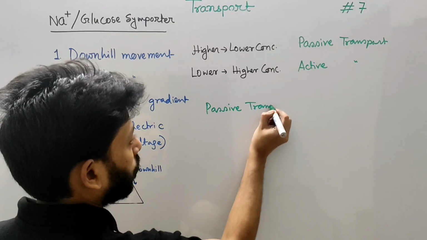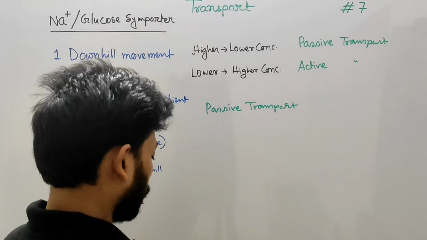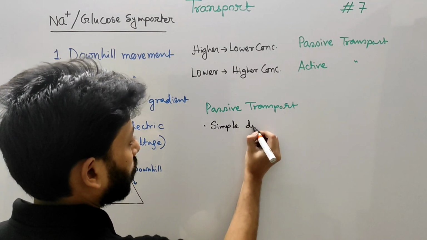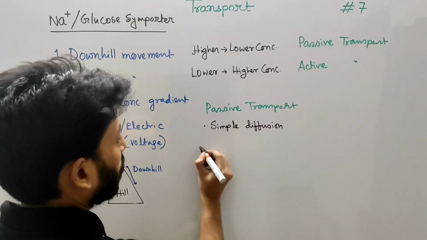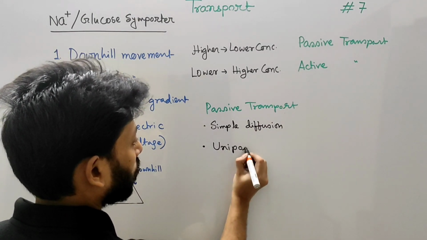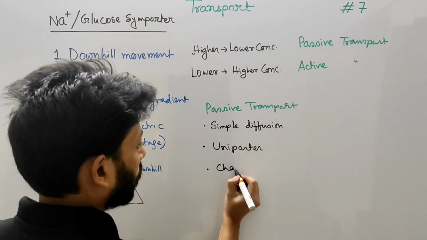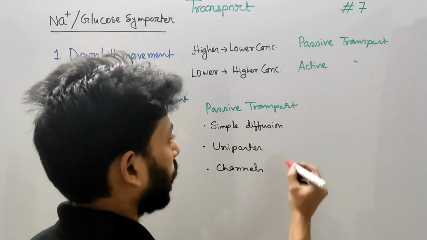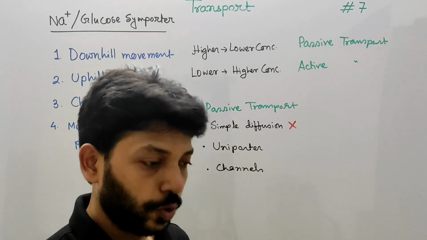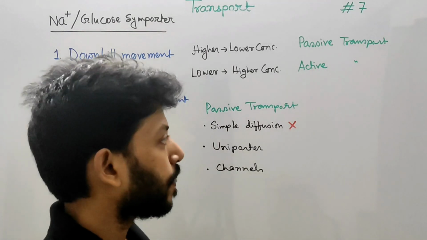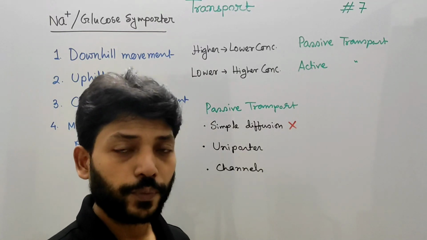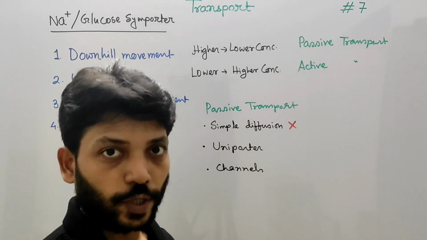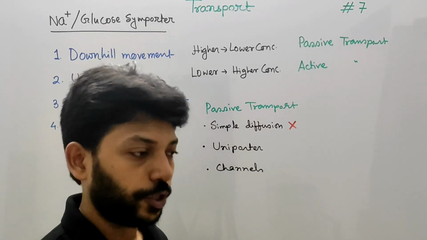So passive transport in case of cells is performed by simple diffusion, by uniporter, and by channels. Now, in case of simple diffusion, no transport proteins are required. Molecules move directly through or across the plasma membrane. So I'm not considering simple diffusion, but here also molecules move from higher to lower concentration. That's why I have categorized these three into the passive transport. But no transport proteins are required for simple diffusion.